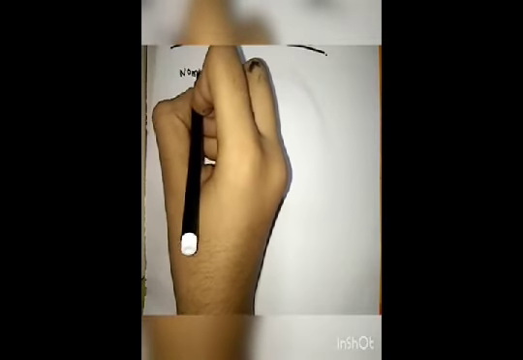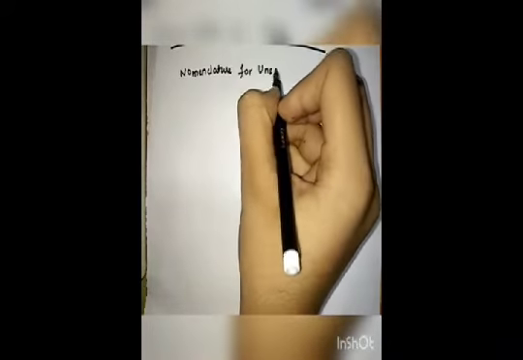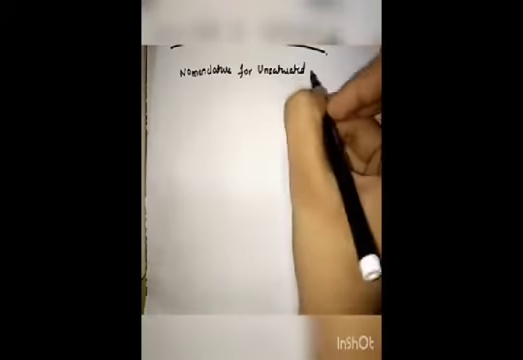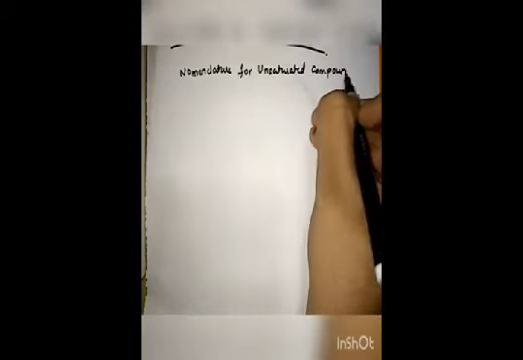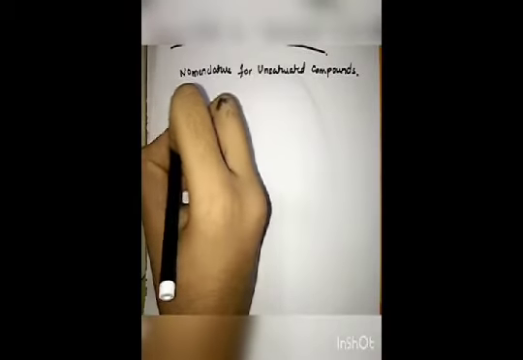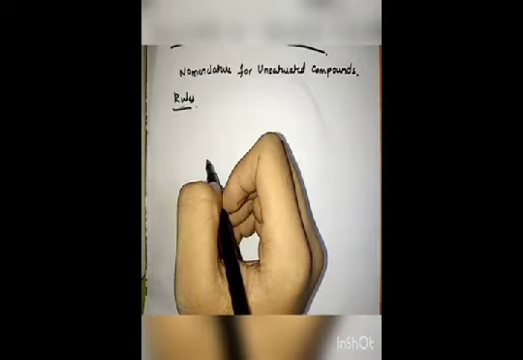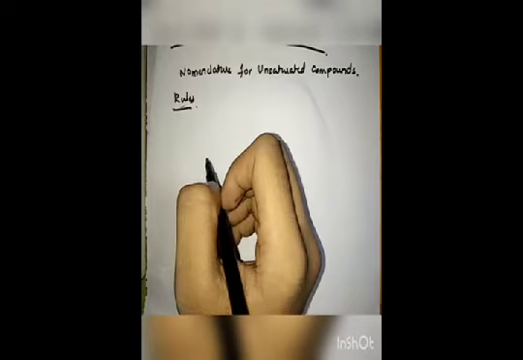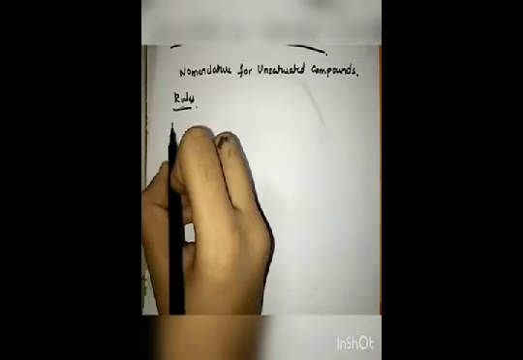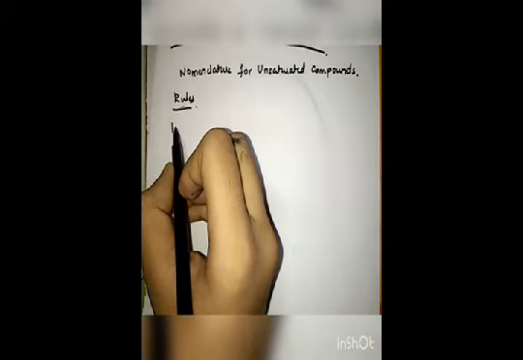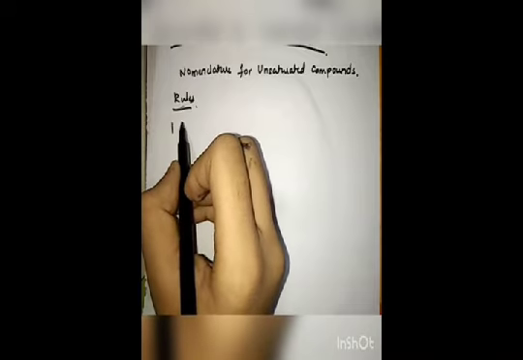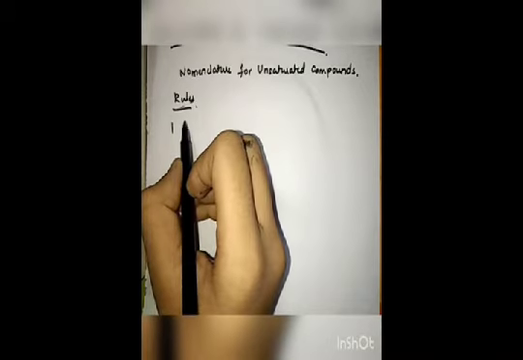Now let's talk about the nomenclature for unsaturated compounds. So the rules which we will be following will be almost similar to those followed for saturated compounds. The first rule being select the longest carbon chain with maximum number of multiple bonds. The only difference is, even though it is not the longest one, it should have a double bond or a triple bond.